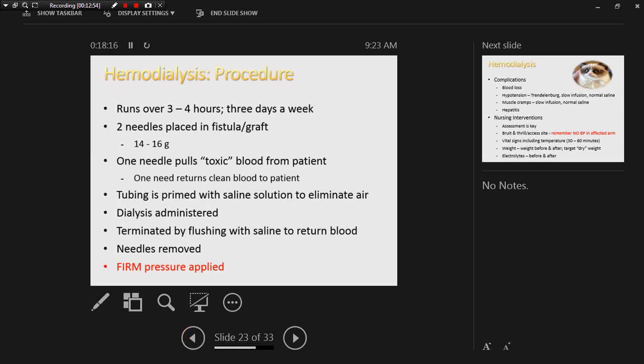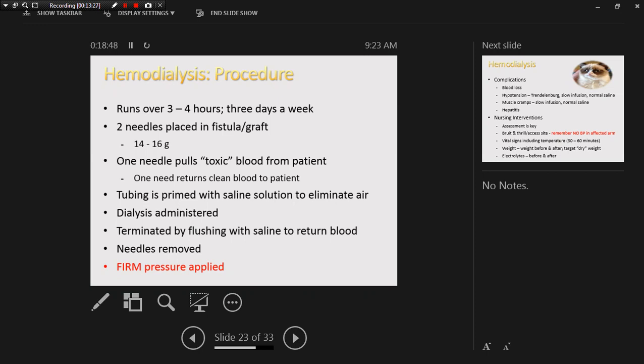All right, so we talked about the needles. Like we said, one's going to pull the toxic or the dirty blood from the patient, and then the other, after it has been run through the dialysis machine, we've pulled the solutes that we need to, pulled their BUN and creatinine down, pulled the excess fluid off, tried to balance their electrolytes. That clean blood that's as close to the blood components that we want in the patient's body, we're going to send it back.